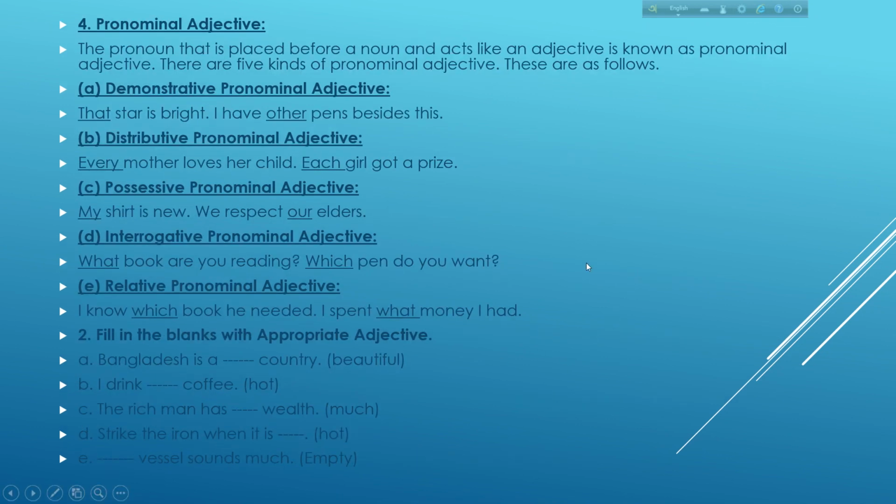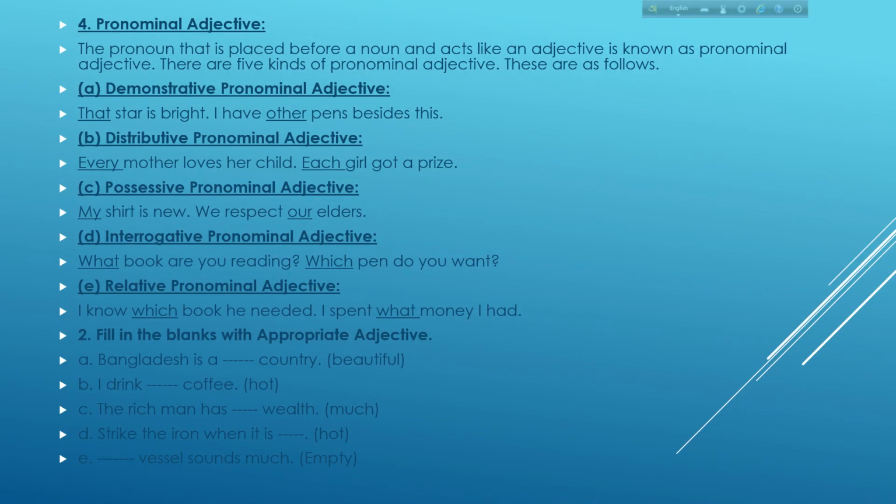So last part, that is pronominal adjective. The pronoun that is placed before a noun and acts like an adjective is known as pronominal adjective. There are 5 kinds of pronominal adjective. These are as follows: demonstrative pronominal, that star is bright, I have other pens beside that. After the pronoun, the noun comes, so this pronoun becomes an adjective.